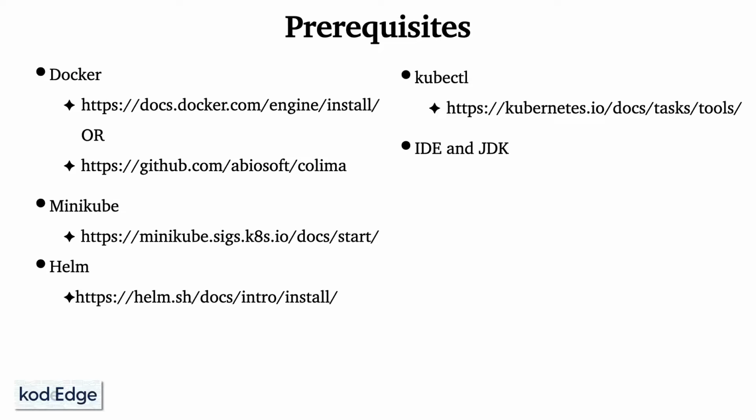So these are the prerequisites required for this hands-on. You should have Docker installed on your machine for Dockerizing the application. Then Minikube is required to create the Kubernetes cluster. Then Helm is required to install the Helm chart. kubectl is required for running the Kubernetes commands. And you can use your favorite IDE and JDK version. And the last, which is not listed here, will be your Slack account.